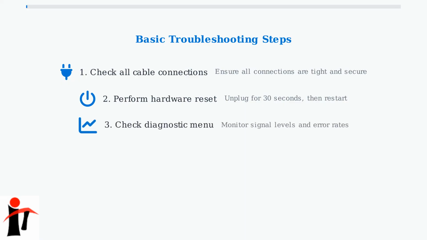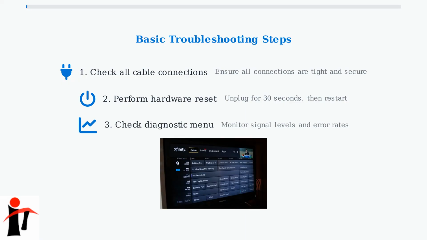If problems persist, access the diagnostic menu on your TV box. The method varies by model, but this will show you signal levels and help identify specific issues with your connection. These basic troubleshooting steps resolve most common signal drop issues. By understanding the causes and following these systematic steps, you can often restore stable service without waiting for a technician visit.